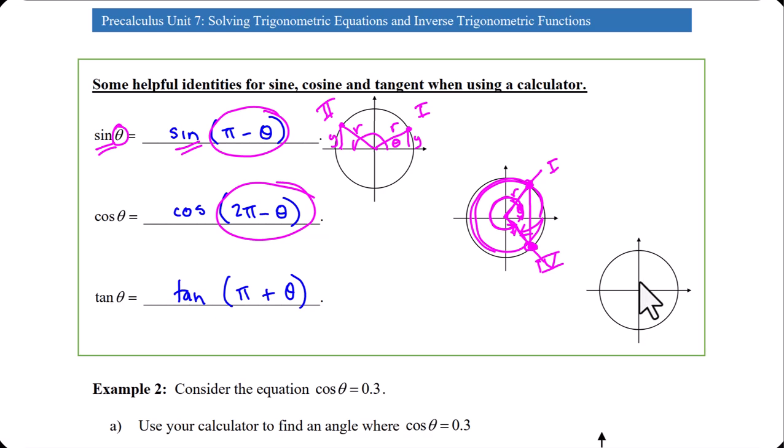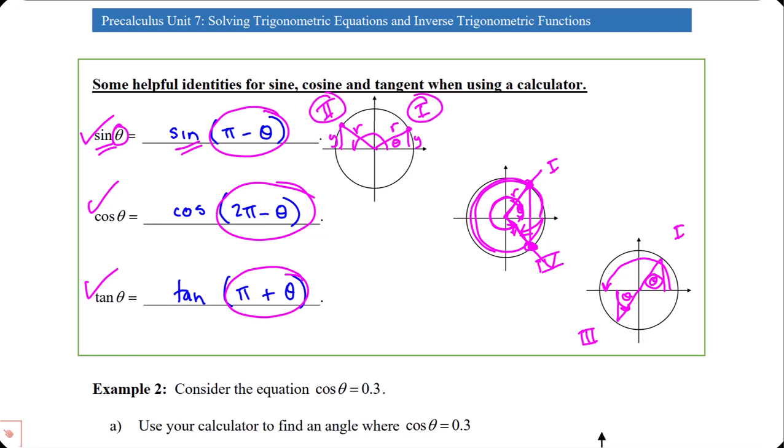And then for tangent, tangent's positive in the first quadrant. Let's say this is our theta. And tangent's also positive in the third quadrant. Same reference angle right there. Isn't that pi plus that reference angle? Pi plus theta, where this is theta in the first quadrant. You don't necessarily have to remember these if you can just draw these pictures and remember which quadrants have the same value.